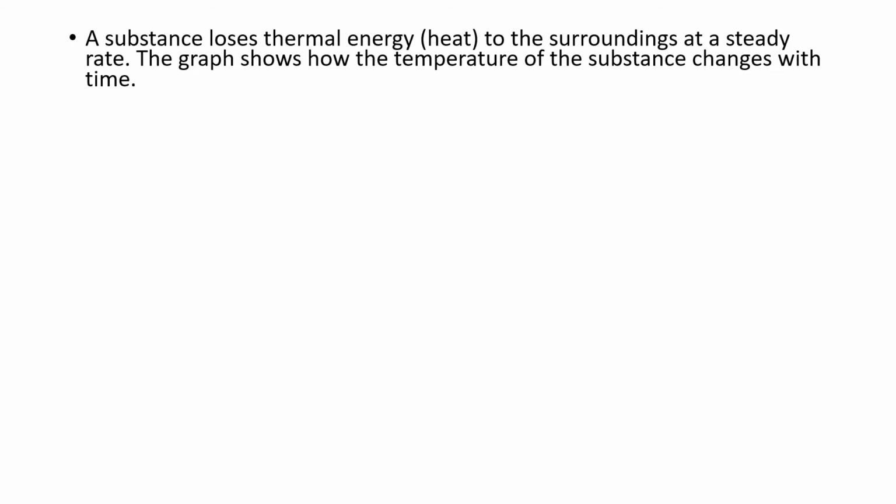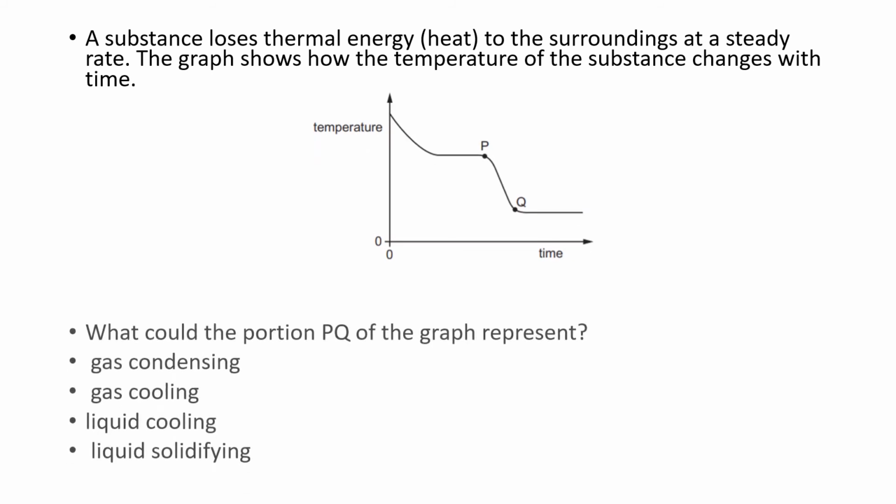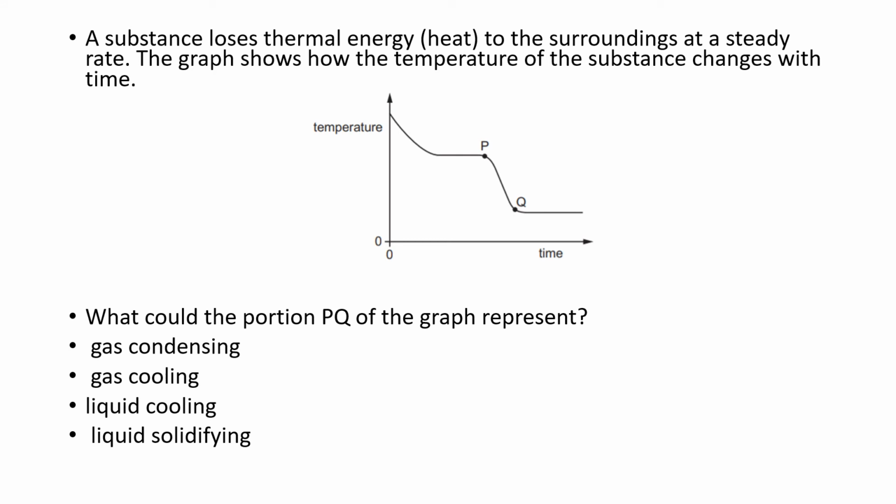The next question is, a substance loses thermal energy to the surroundings at a steady rate. The graph shows how the temperature of the substance changes with time. And this is the graph. And the question is, what would the portion PQ of the graph represent? This is the portion PQ, what is it representing?